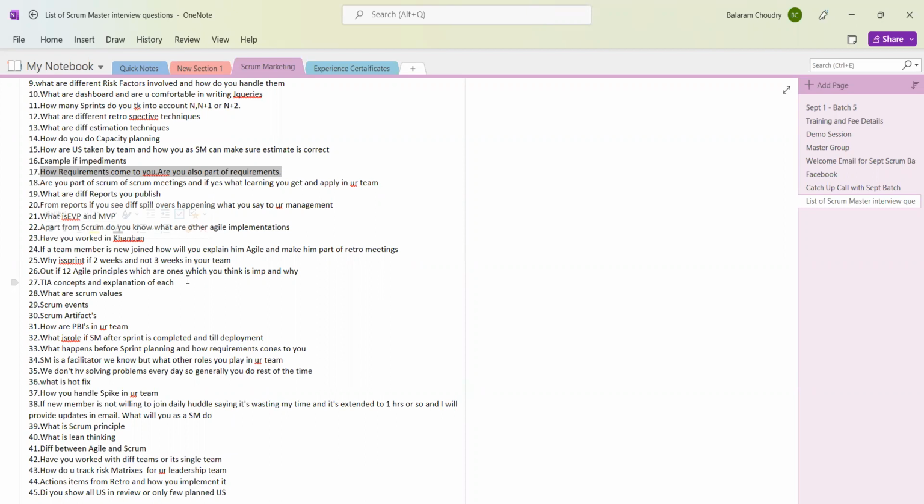Simple answer is all of the requirements come through the PO. As simple as that. Are you part of Scrum meetings? Yes. And what learnings do you get to apply in your team?